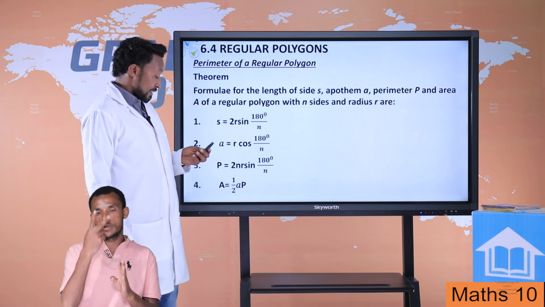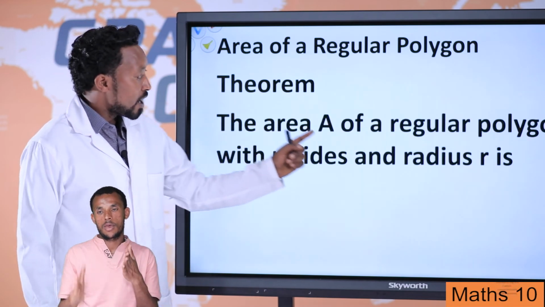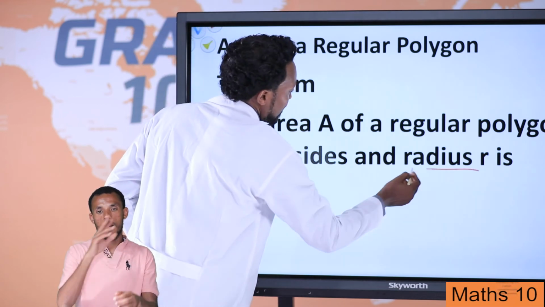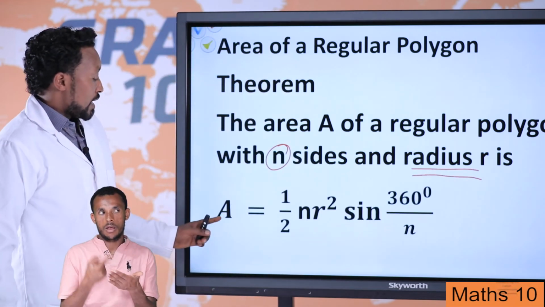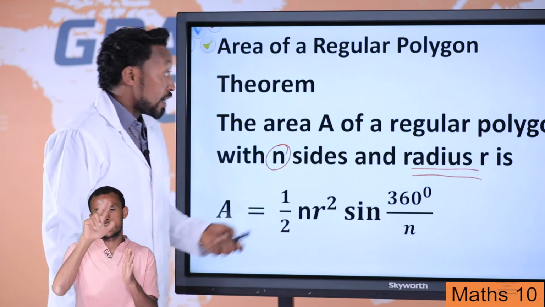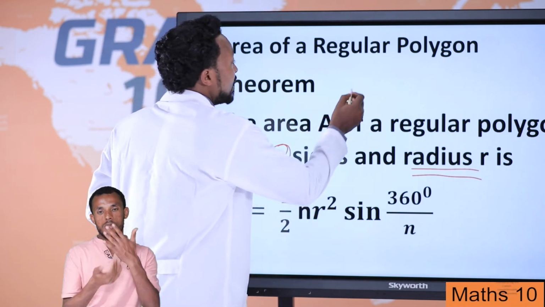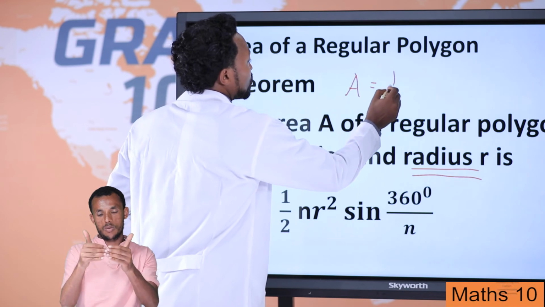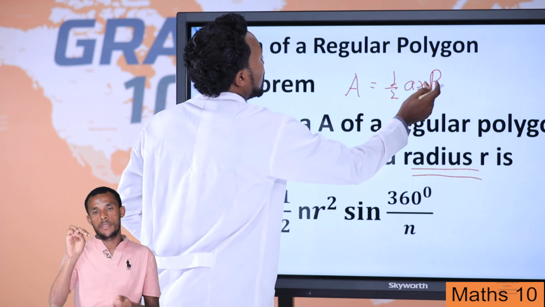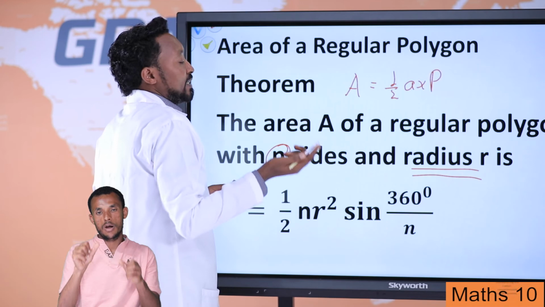Let me see the next idea. Here, area of a regular polygon. The area of a regular polygon with n sides and radius r is given by A equals half n r squared sine 360 degrees over n. You can also calculate by using the ideas discussed in grade 9. Area is equal to half apothem times perimeter. Using this idea, you can calculate the area of a regular polygon inscribed in a circle.